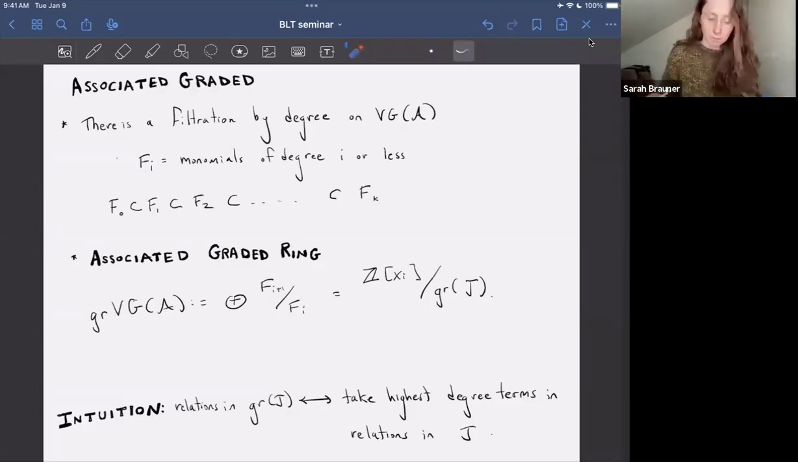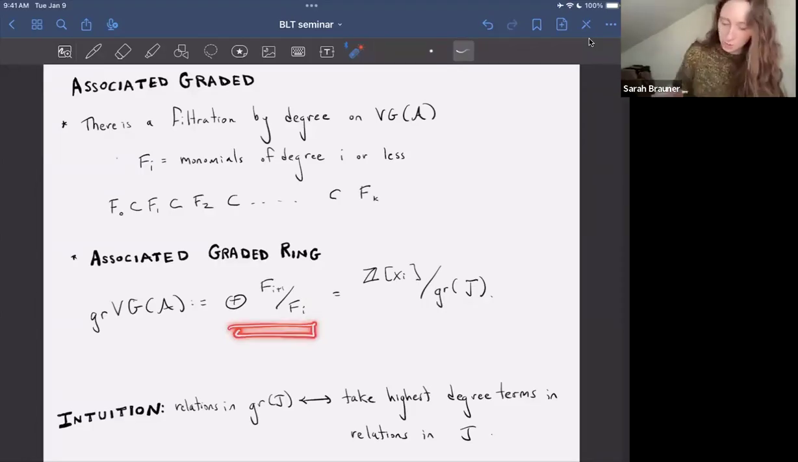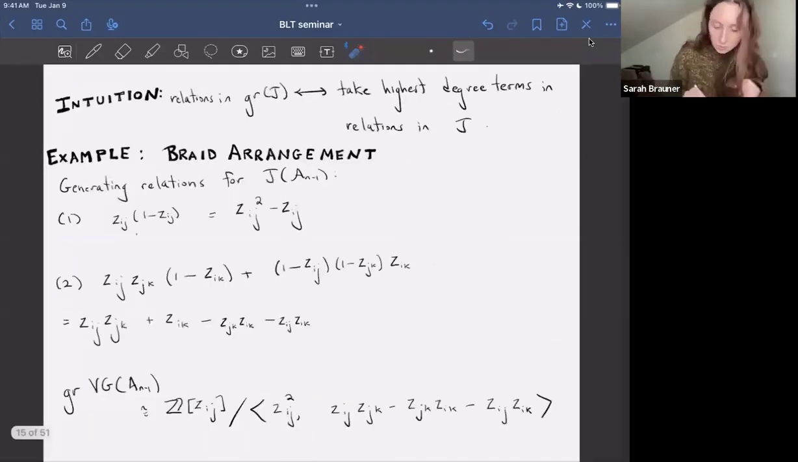But today I'm more interested in trying to give intuition for this. The intuition behind this associated graded ring is that before, when I was looking at the Varchenko-Gelfand ring, I was quotienting out by non-homogeneous relations. Essentially, what I want to do is take my relations and force them to be homogeneous by only considering the highest degree term. That's the effect of taking this quotient. So I'm going to show you by example.